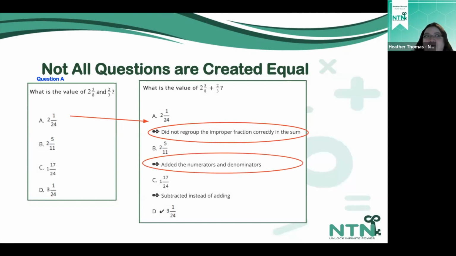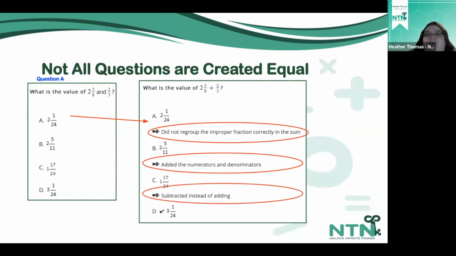So another very common misconception that is seen in this particular cluster of standards. And then in C, they subtracted instead of adding. And so in this particular problem, this may be a misconception that students have.